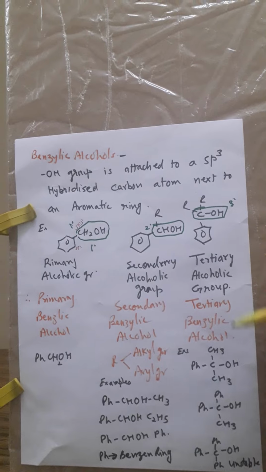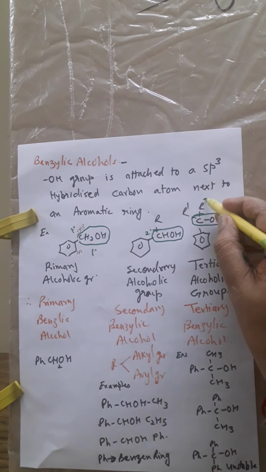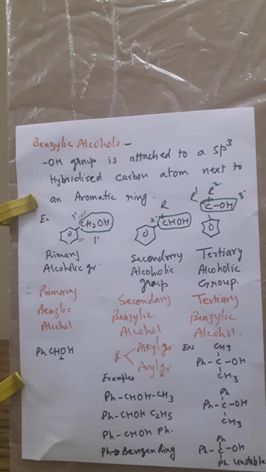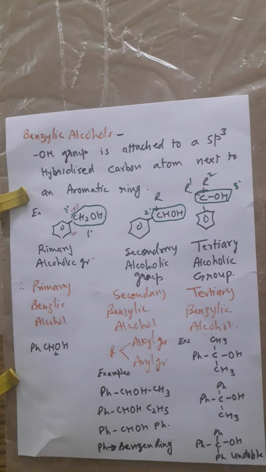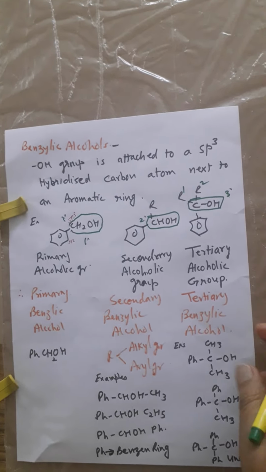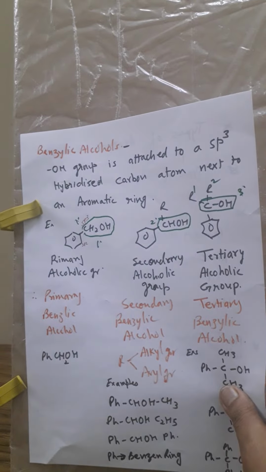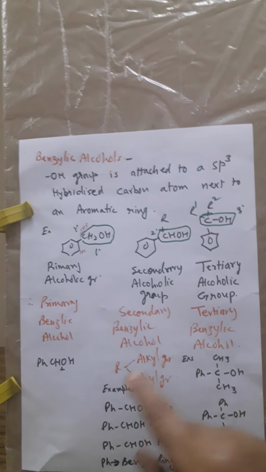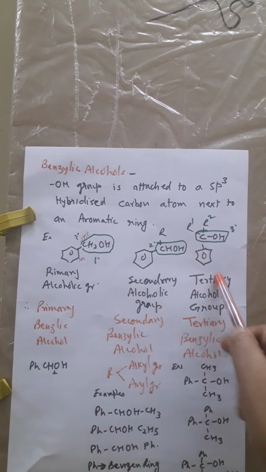Clear? Now the tertiary alcohol, you understand? Here also this R can be the same, or this R can be different. That is why I am writing R1, R2. It can be an aromatic benzene ring, or any alkyl, methyl or aryl group. So do you understand what benzylic alcohol is? Okay, we have discussed the types of this also: primary, secondary, and tertiary benzylic alcohol. Clear?